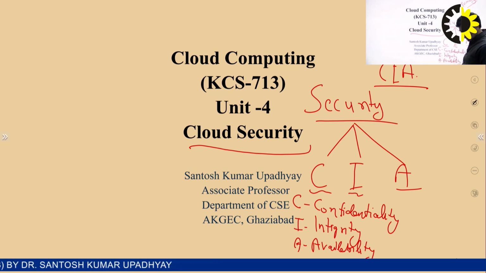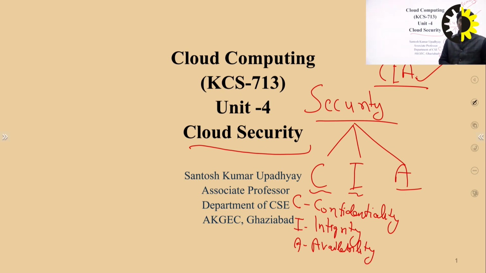The other is availability. What does it mean? This is also a security concern. Availability is the third most important pillar of computer security.